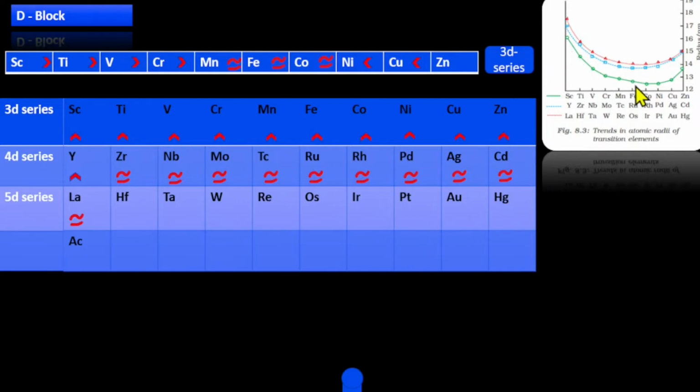It is not showing equal size here. You can see it is decreasing, then almost constant, then increasing. That I have shown here. It is almost the same radii here.